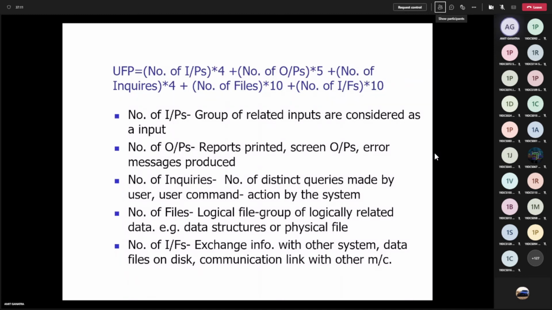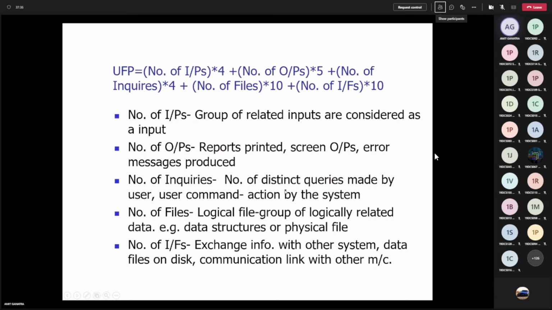Number of outputs: the reports you print, screen outputs, how many forms you have designed, error messages you have produced. Please remember, the error messages you produce are also part of output. So your static reports, dynamic reports, your screenshots or forms, your web pages, these all are part of your output. Number of inquiries are nothing but the queries you can make so that you can retrieve the information from the system.